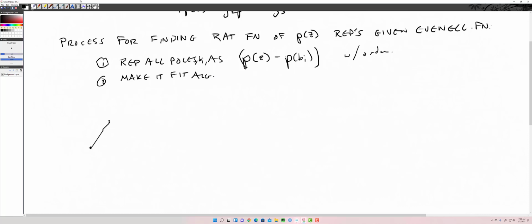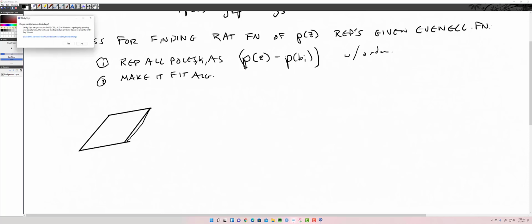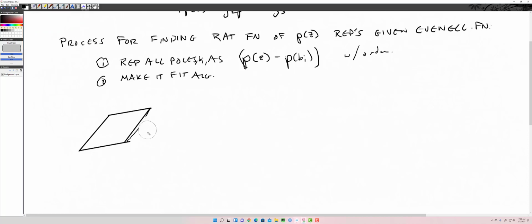So we start. Hang on, I'm going to use my little line function to do this. So here I've got my parallelogram, and this is the parallelogram for P of z. Let's cover that up and make this a little bit neater. Here's the parallelogram for P of z.